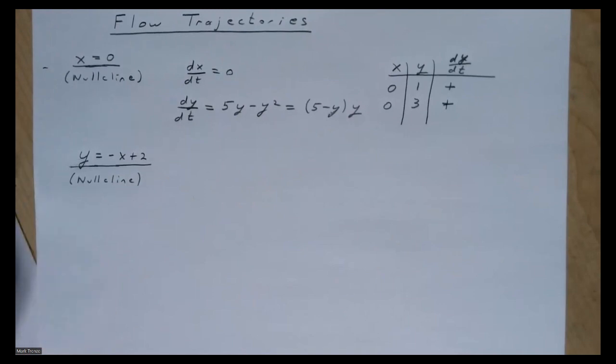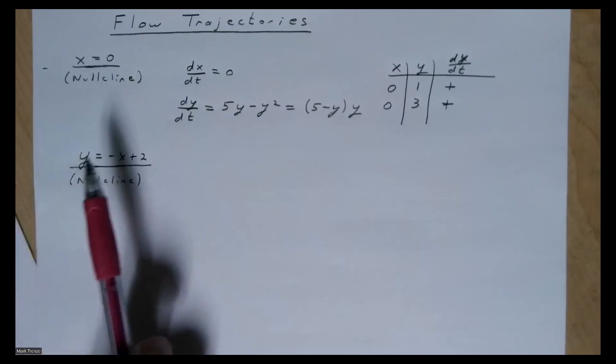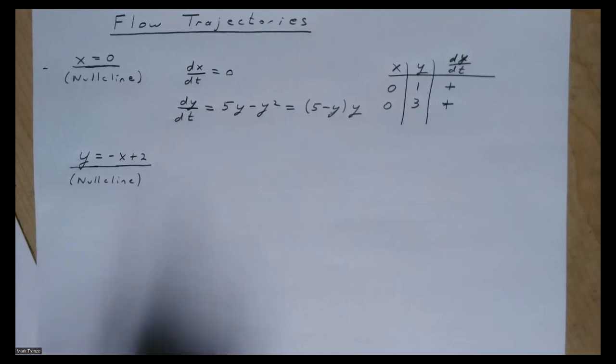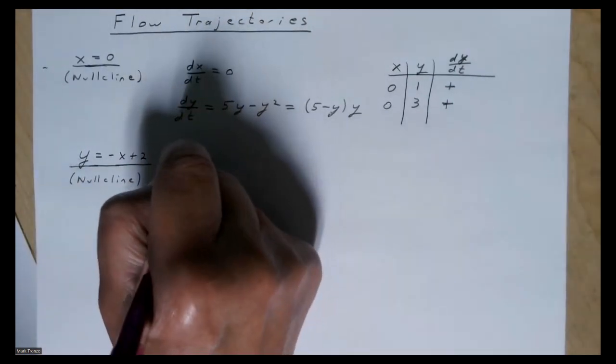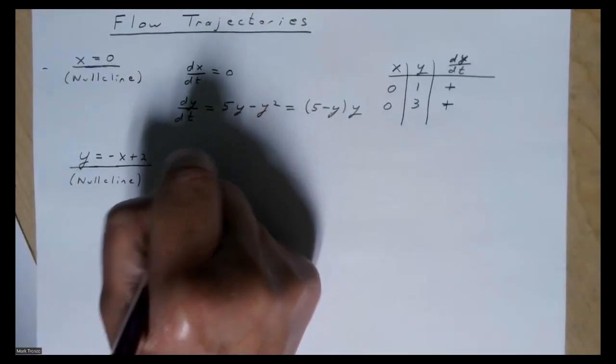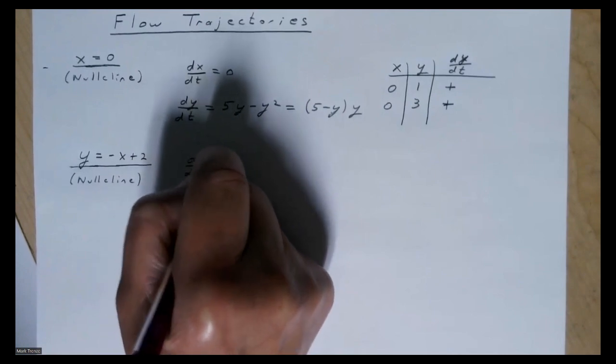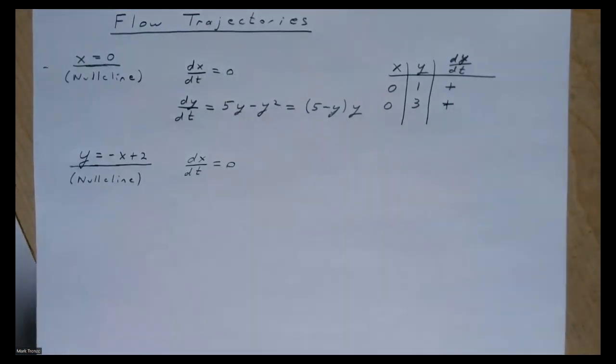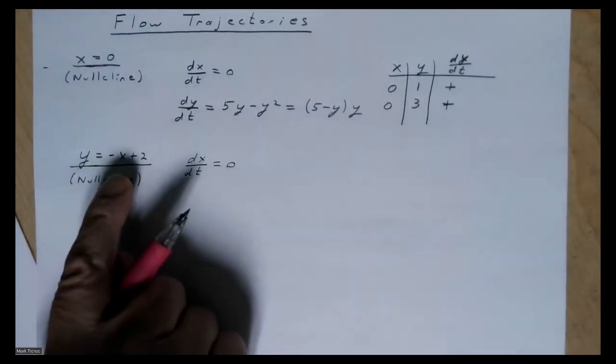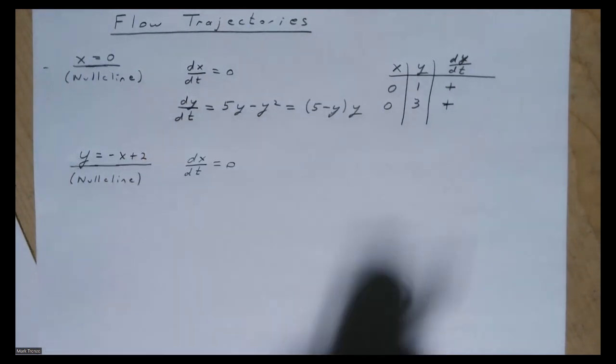And let's look at another nullcline. Again, this is going to be the other x nullcline. So let's look at this one. Remember, this one we found y equal minus x plus 2. Once again, we know that that's going to make the first derivative 0. So then we want to substitute this into the dy dt.